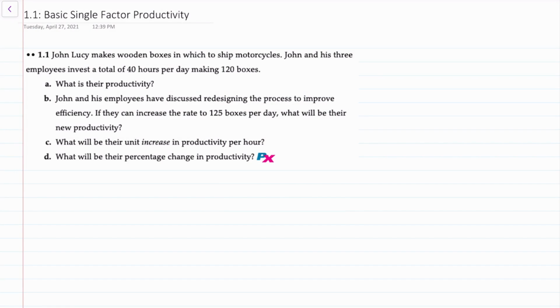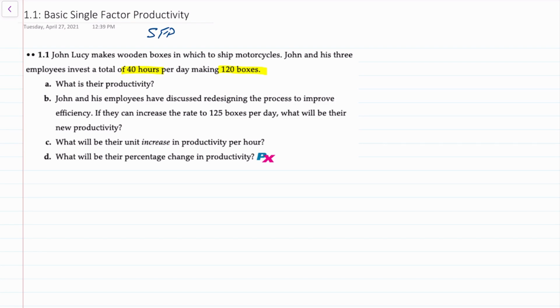In this video, I'll demonstrate how to calculate basic single-factor productivity, or let's call it SFP for short. So here's our problem. John and Lucy make some wooden boxes in which to ship motorcycles. John and his 3 employees invest a total of 40 hours per day, making 120 boxes.